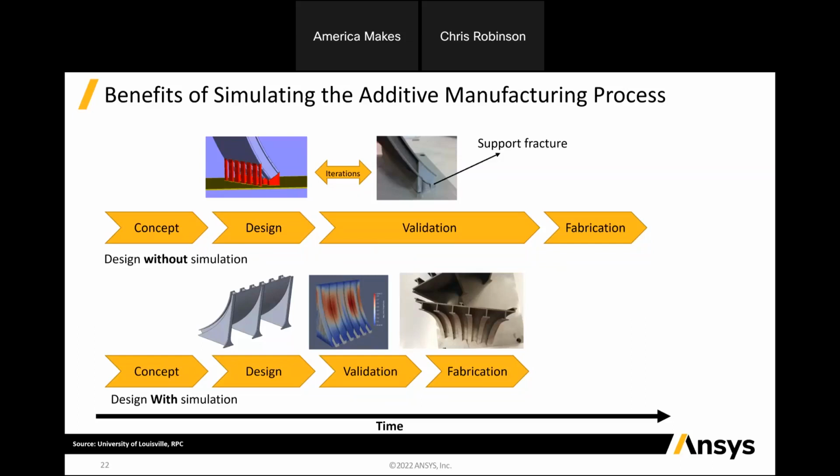And so you can really see how going through these iterations, yes, you can solve problems oftentimes one by one, whereas with simulation, you can look at it holistically. You can see how much residual stress you're going to build up in those supports. You can see where you're going to see recoater interference, and you can start to see the deformation in the part. And so you can address those before you need to make multiple iterations. And so it significantly reduces that validation time frame and gets you to fabrication faster.